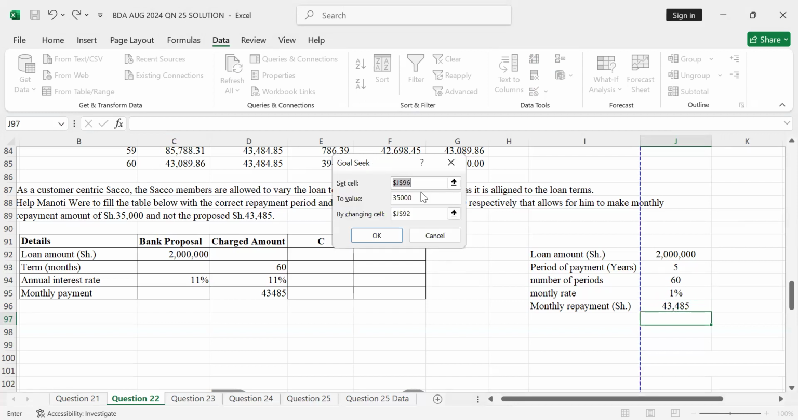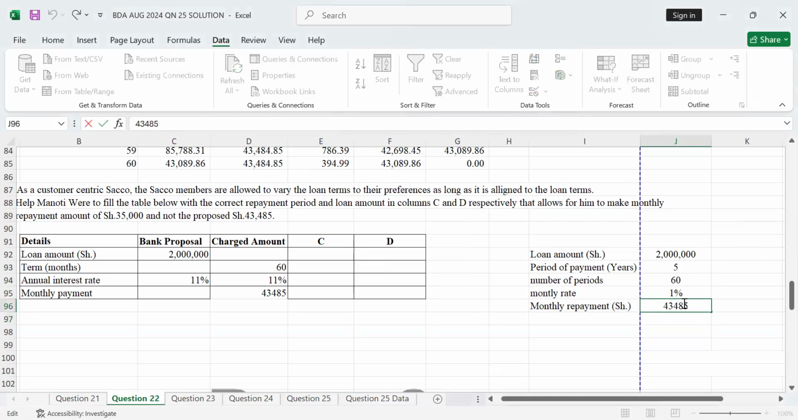I've said set up value, this one. I want it to change to that. And I say okay. It must contain a formula. Ni sawa. Haya, hii tufanye tu the way we do it using the formula PMT.